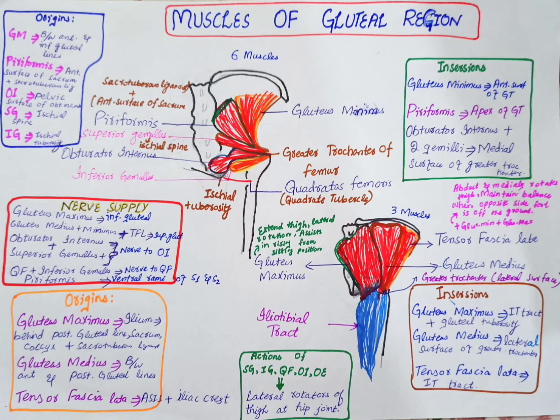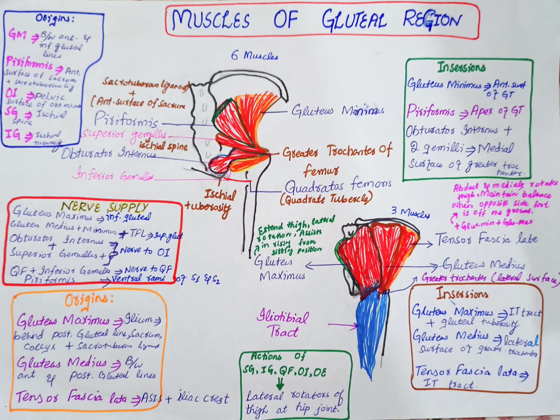Now let's discuss the nerve supply of these muscles. Gluteus maximus is supplied by the inferior gluteal nerve. Gluteus medius, gluteus minimus and tensor fascia lata are supplied by the superior gluteal nerve. Obturator internus and superior gemellus have a common nerve supply and are supplied by nerve to obturator internus. Likewise, quadratus femoris and inferior gemellus have a common nerve supply and are supplied by nerve to quadratus femoris. The last muscle is piriformis, which is supplied directly by the ventral rami of S1 and S2.